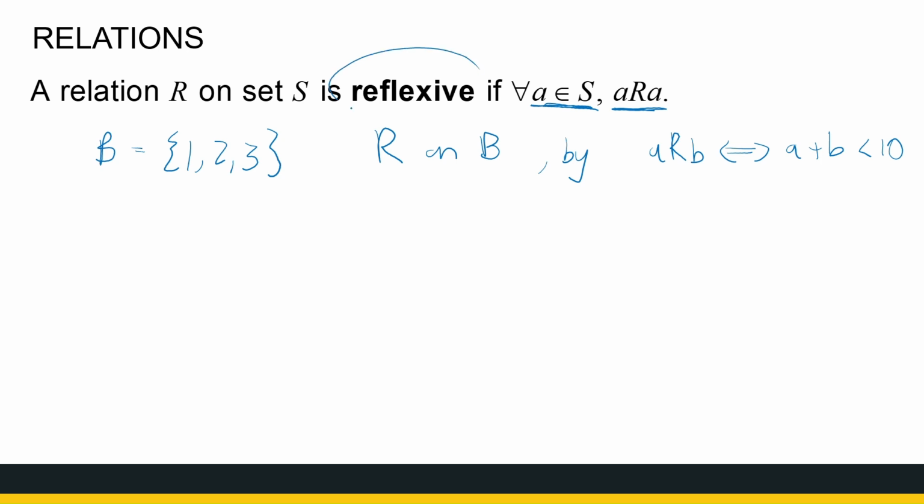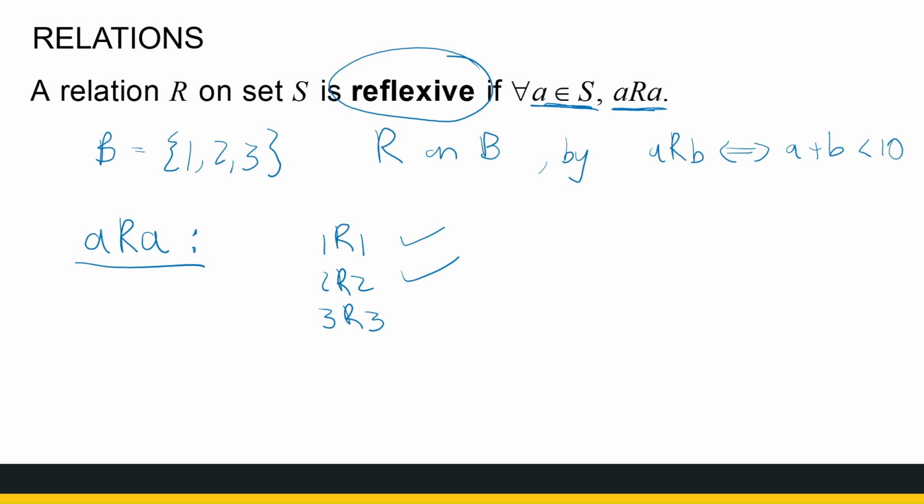But now we're looking at reflexivity. So we want to see, is aRa true? That's what we're looking at. So we can test it on each one. Is 1R1 true? Yes, because 1 plus 1 is less than 10. Is 2R2 true? Yes, because 2 plus 2 is less than 10. Is 3R3 true? Yes, because 3 plus 3 is less than 10. So R is reflexive here.